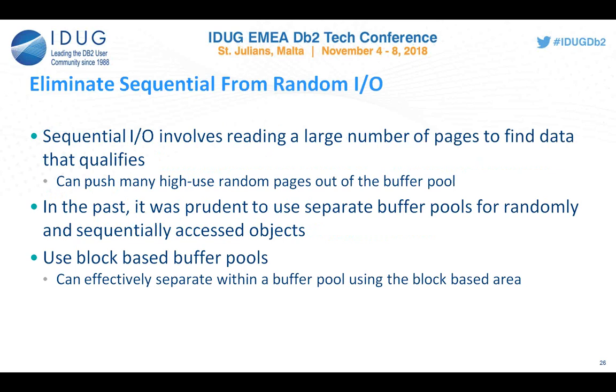And this was the big thing that they did with the tuning products on z/OS. Sequential I/O involves reading a large number of pages to find data that qualifies, and it pushes the pages that you wanted in the buffer pool out. So in the past, we separated these things for random and sequentially accessed objects. But something came out in DB2, and I'm convinced that this accidentally happened. But I've started using it to a point where IBM has taken notice on several occasions. They keep convincing me I'm wrong, and I keep telling them it's an I/O access problem, and please leave block-based buffers alone.